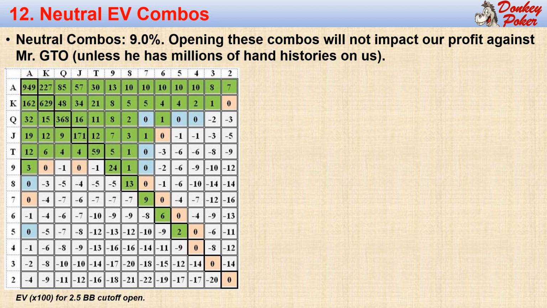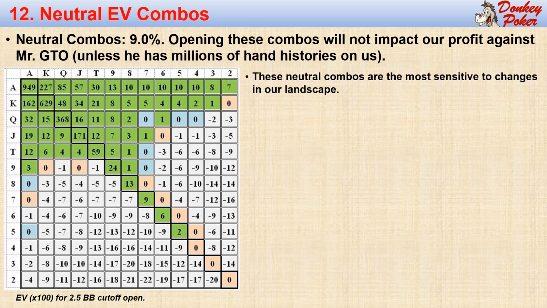These neutrals account for 9% of all combos. GTO Wizard recommends we open with about half of them and fold the other half. But remember, these are all 0 EV, so whether we play them or not will not impact our profit, even against Mr. GTO, unless he has a million hand histories on us and can adjust his strategy accordingly. These neutral combos are the most sensitive to changes in our poker landscape. So starting from our baseline Holy Grail strategy, the neutrals are the combos we should be most often concerned about adjusting, depending on the actual villains we are facing.